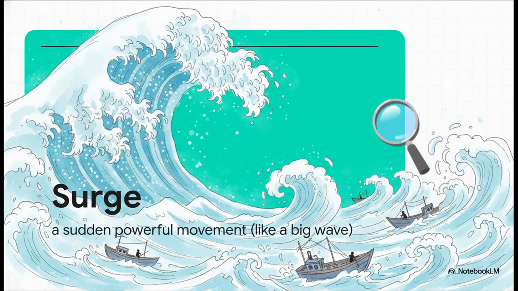Finally, the climax of the sequence gives us surge, defining the sudden, powerful movement of that one huge, crashing wave. A surge is unstoppable and overwhelming. The fishermen literally don't know what to do against a surge of this magnitude.